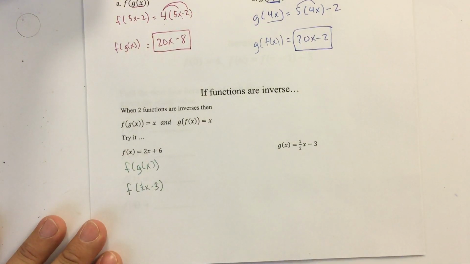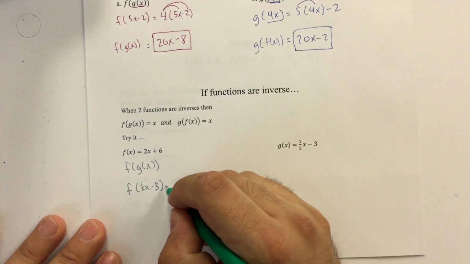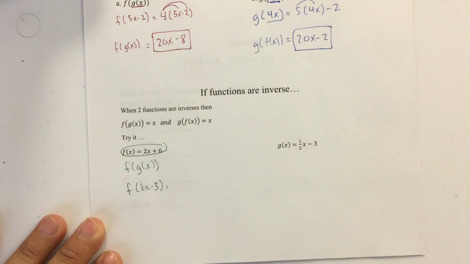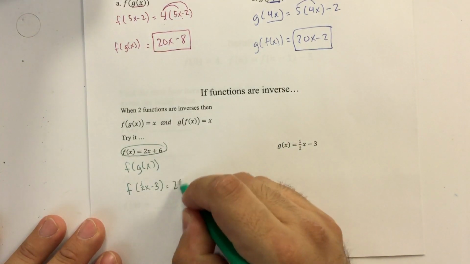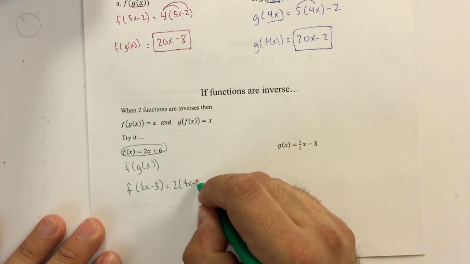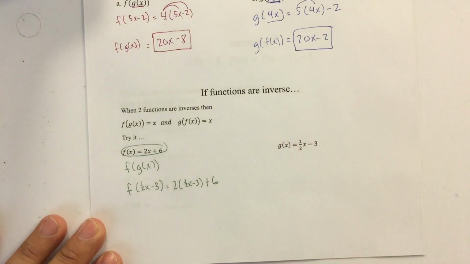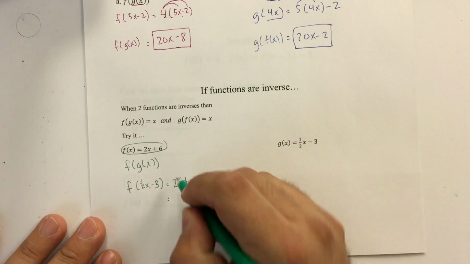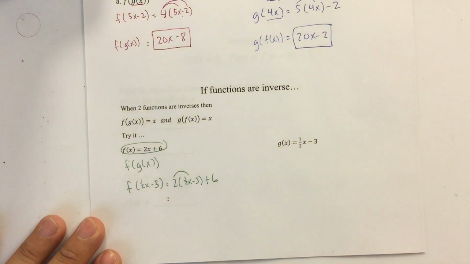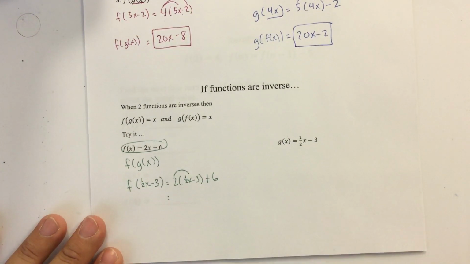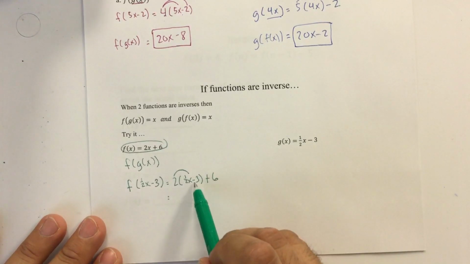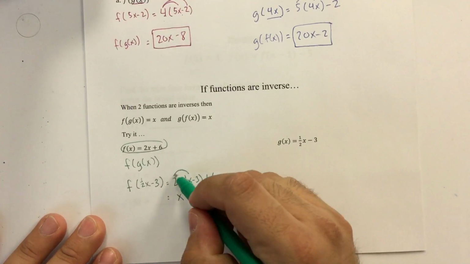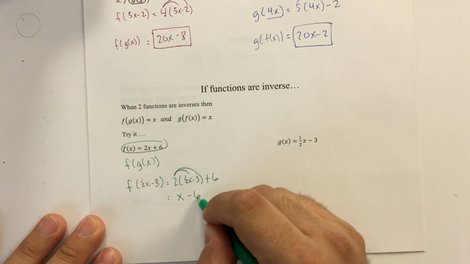Okay. Questions? All right, now we're going to plug this into the f function. So the f function is right here. So how am I going to write this expression? Plus 6. Okay. All right, let's go ahead and distribute it. What is 2 times half of x? Does it say plus or minus? That's a minus sign right there. So 2 times 1/2 of x is 1x. 2 times negative 3 is negative 6.